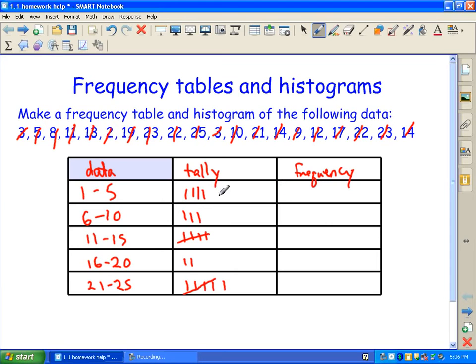So then for my frequency, all I do is write what the tally is as a number. So that is 4, 3 in that interval, 5 in this interval, 2 in that one, and 6 in the last interval.